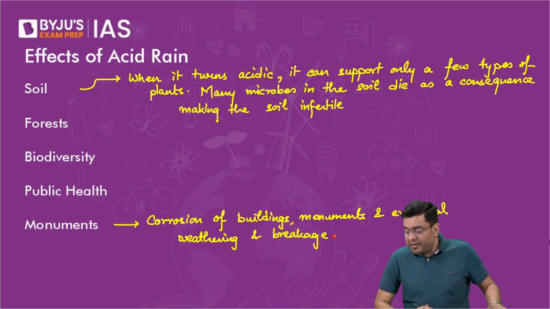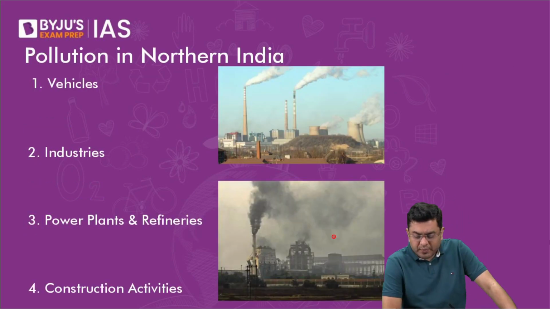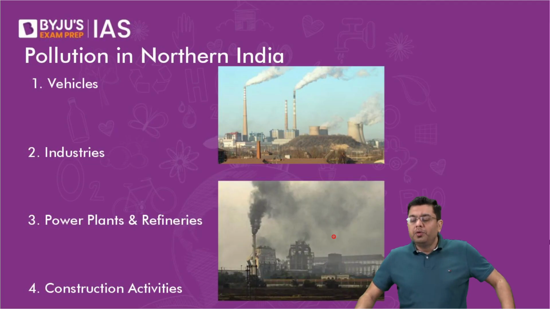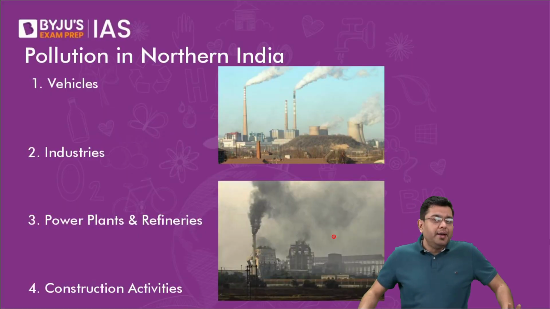Okay, so that is about acid rain. Now we come to the famed topic and the most innocent topic of it all, pollution in northern India. We do know that India suffers substantially from the problem of pollution. But that problem appears to be much more exaggerated in the northern part as compared to the southern part of the country.